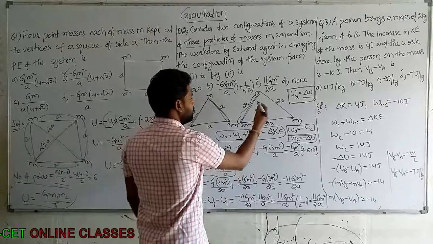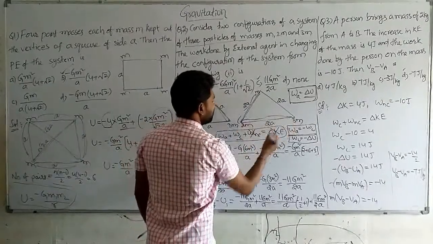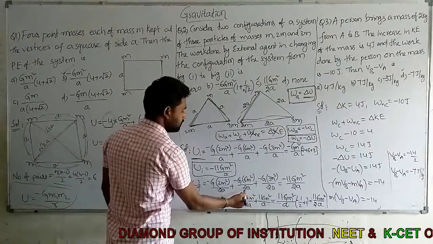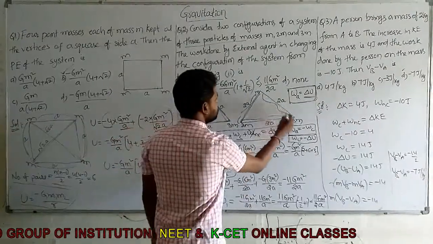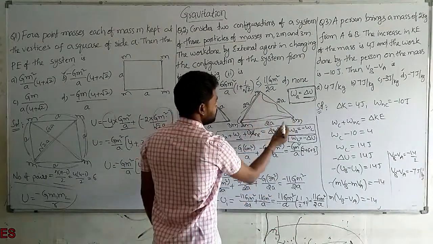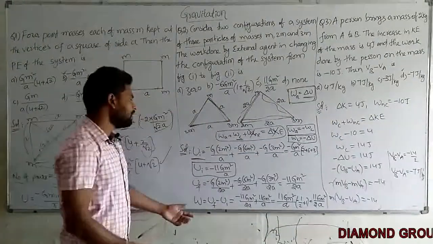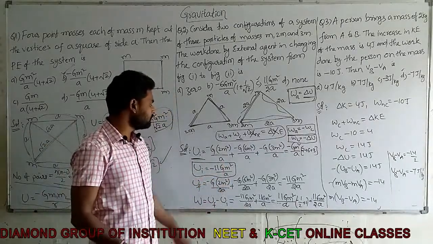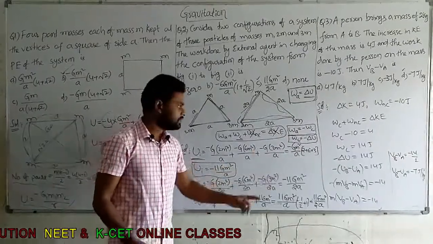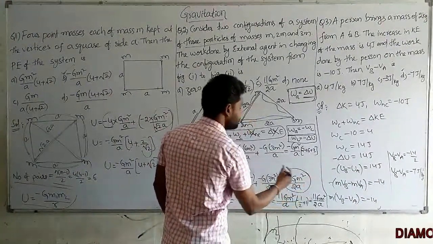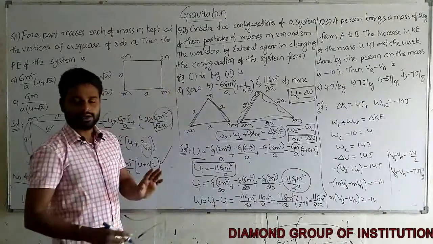Between these two, minus G into 2m into 3m, that is 6m square, divided by the distance 2a. And next, between these two, minus G into m into 3m, 3m square, divided by the distance 2a. From here again, take minus G m square by 2a common, then we will get 2 plus 6 plus 3, same as we did previously. So like this we have to do, and we will get minus 11 G m square by 2a.